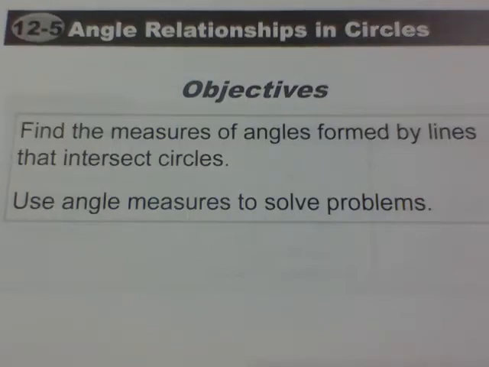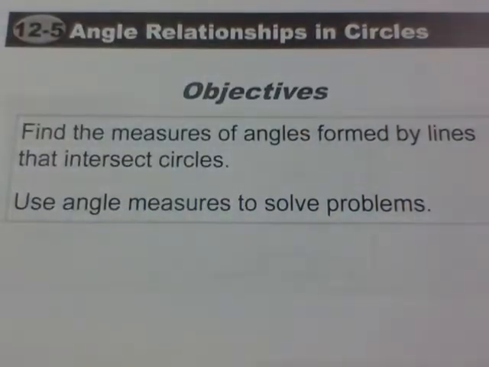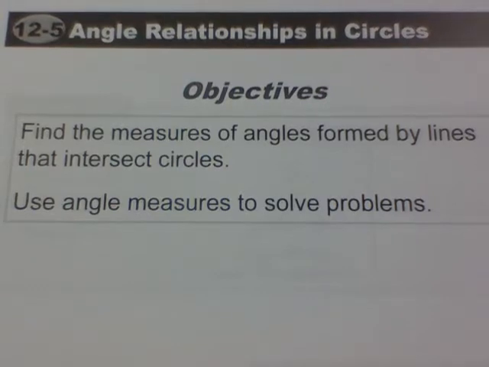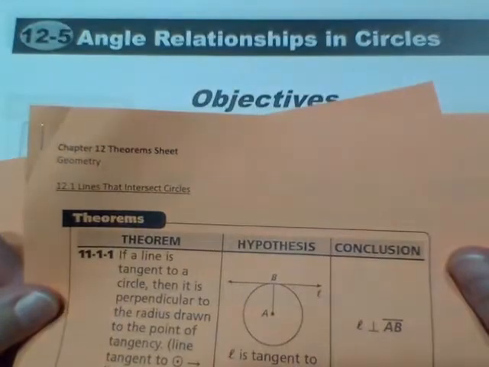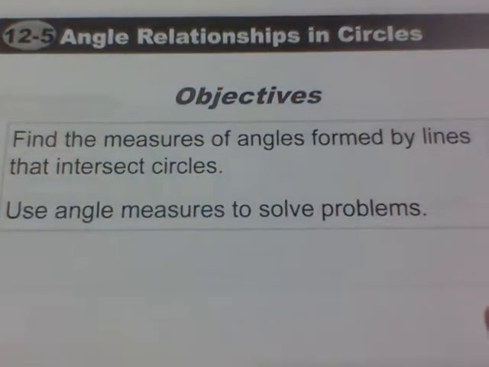All right, so we are now going to be working on 12.5, angle relationships in circles. And again, each of these theorems that we talk about today are going to be provided in your Chapter 12 theorem sheet so that you can reference as we go along and as you work through quizzes or tests.